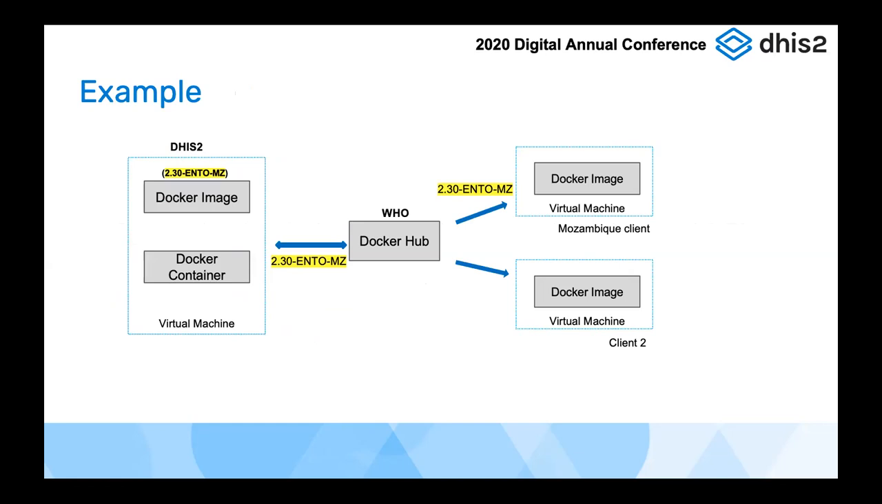Here's an example, typically what I just mentioned: a specific version of DHIS2 has been installed. We load the ENTO module into this virtual machine. We make our changes, we save, and publish to the Docker Hub, where we have our repository, a WHO repository. And there we would assign access to a client in Mozambique, and they can pull the image from the Docker Hub and readily have this version that we designed up and running on their machine locally.